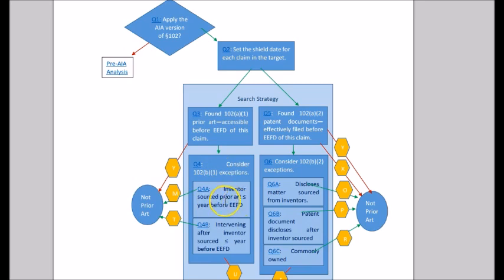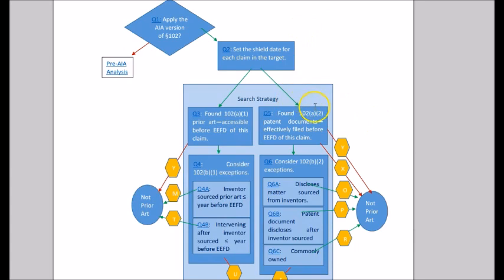And these inventors sourced prior art more or less than a year before the earliest effective filing date. That would not qualify. It has to be more than a year. Intervening after inventor source. So the intervening reference is after the inventor sourced that information in the public domain for that claim. And so these exceptions, this is saying if it's not prior art, it's a Y in the leaf in the sword table. If it is prior art but an exception applies, that's an M. And so that's how these work.